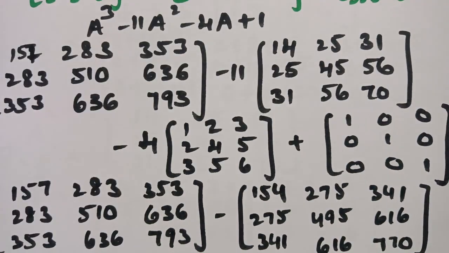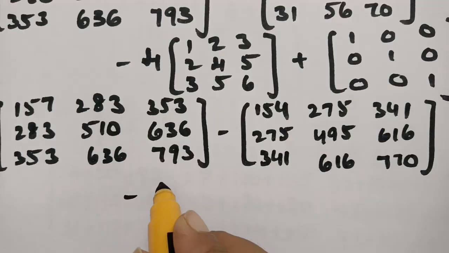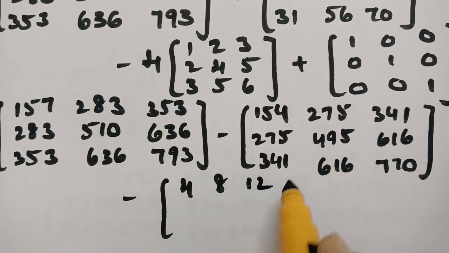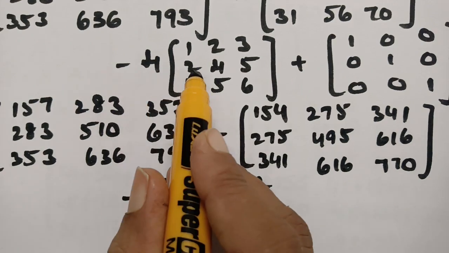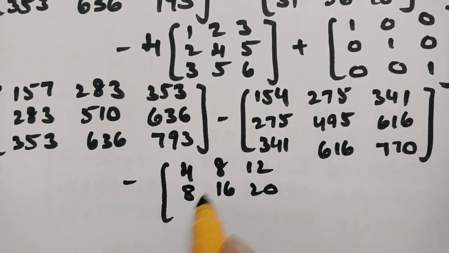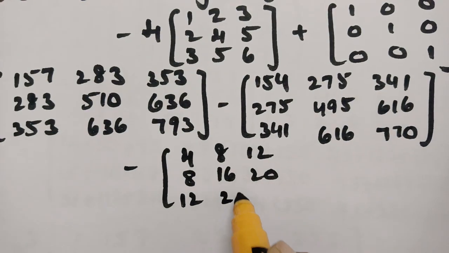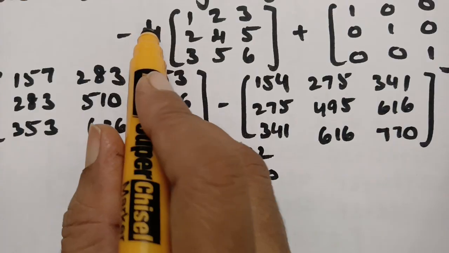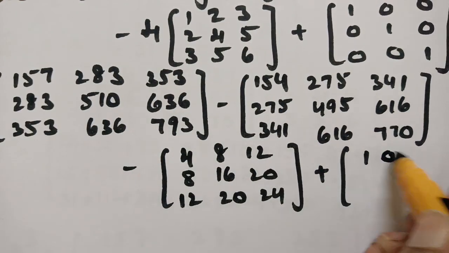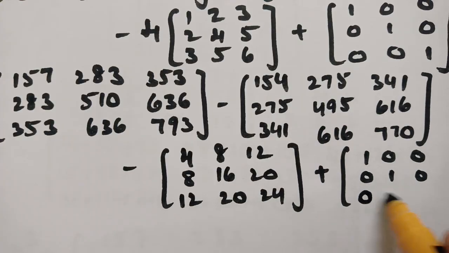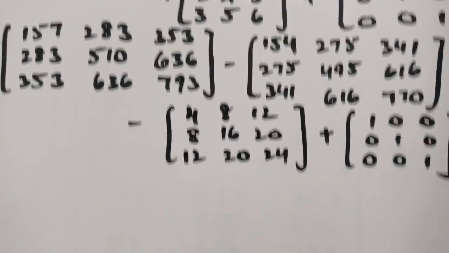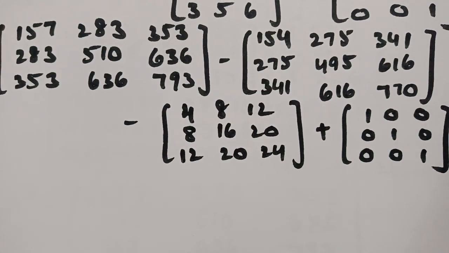Clear? And the next one here, if you observe, this is minus. So if you multiply with 4, this is 4, 8, 12. 4 2s are 8, and this value is 16. And 4 5s are, the value here is 20. So this is 12, this value is 20. And 4 6s are, the value here is 24. Plus the value here is 1 0 0 0 1 0. This is 0 0 1. Clear? And now we have to check whether this is going to become 0 or not.